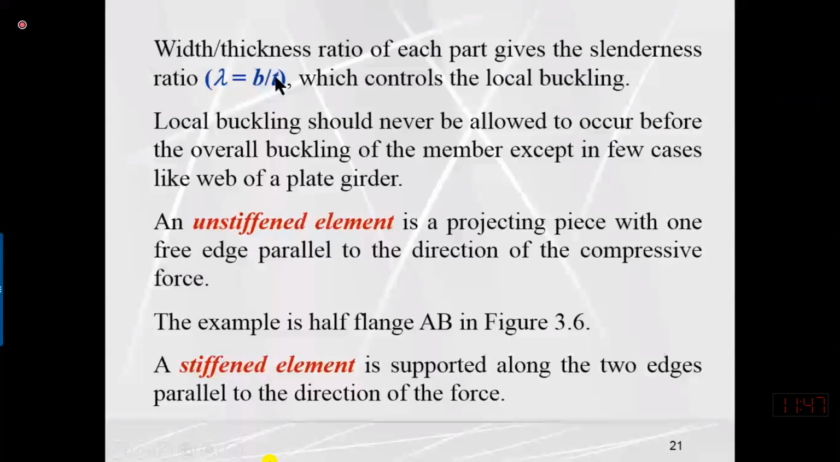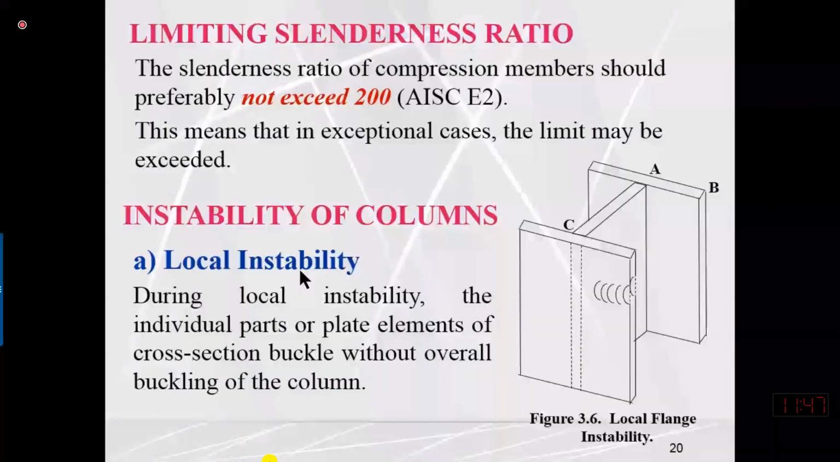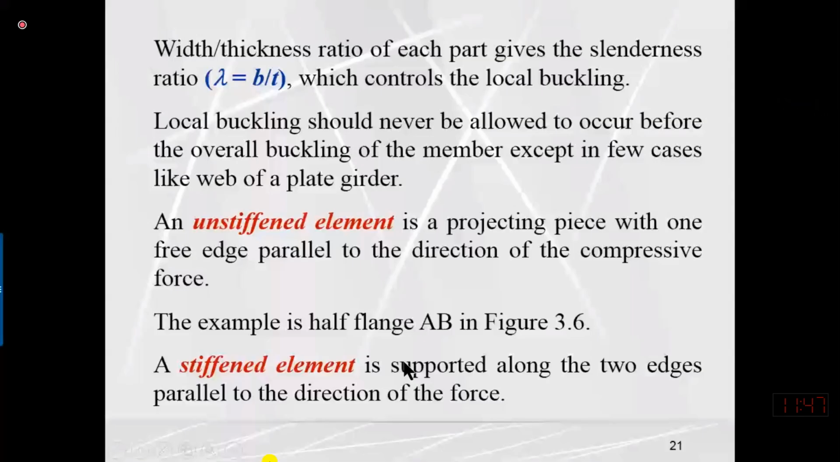An unstiffened element is a projecting piece with one free edge parallel to the direction of compressive stress. I have already explained that this is a projected portion perpendicular to the axial force and fixed only from one side. The unstiffened element in a W section is the half flange, and in a channel it is the full flange. A stiffened element is supported along two edges, connected from both sides, just like the web of a channel and I section.